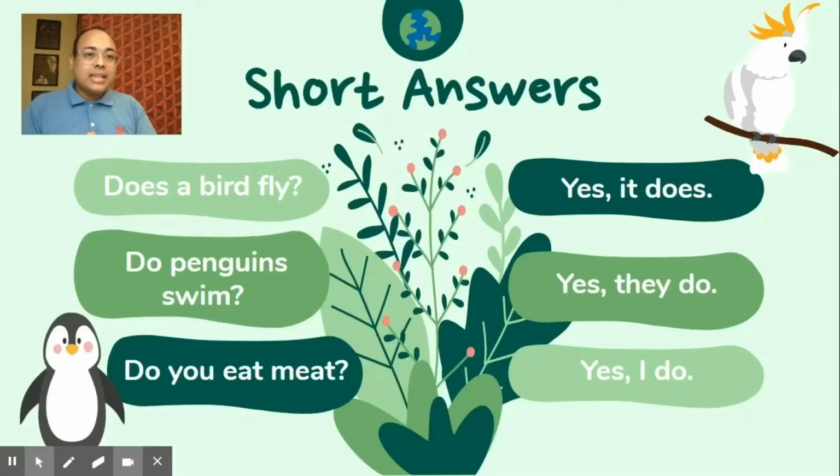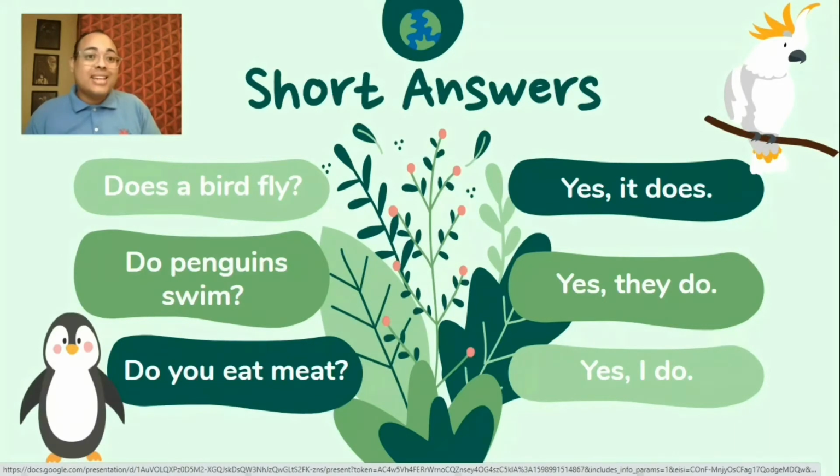Now let's see how we give short answers. If I ask you, for example, do you like cats? You don't answer yes, I like. So we need to use the auxiliary verb do or does in your answer instead of repeating the main verb. For example, here I brought some questions. Does a bird fly? If you have the animal in singular, we need to use does, okay? So the answer is yes, it does.